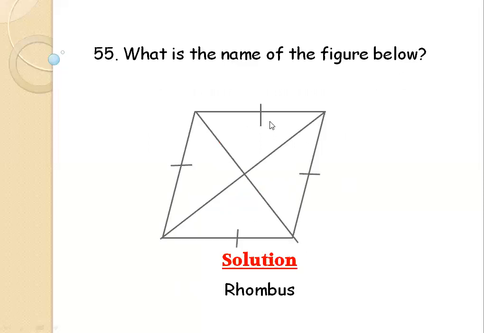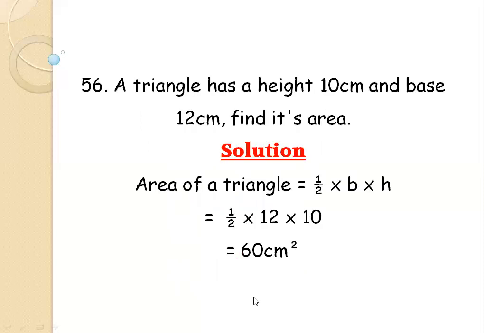Okay, this question says, what is the name of the figure below? Look at this figure. Can you see they are opposite parallel lines and all the sides are equal? So this is a rhombus. A rhombus. The next question says, a triangle has a height 10 centimeter and a base 12 centimeter.